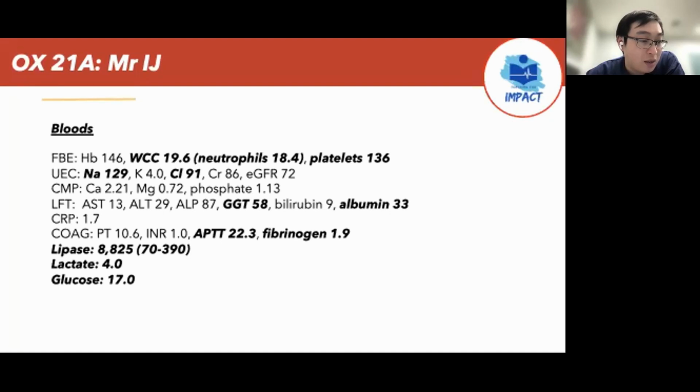MRCP, yeah. I would probably order an ultrasound of the abdomen first. But yeah, if you have concerns around choledocholithiasis, certainly MRCP. Cool. Lipid studies, I would certainly be interested in fasting triglycerides, because hypertriglyceridemia, as you probably are aware, is a cause for pancreatitis.